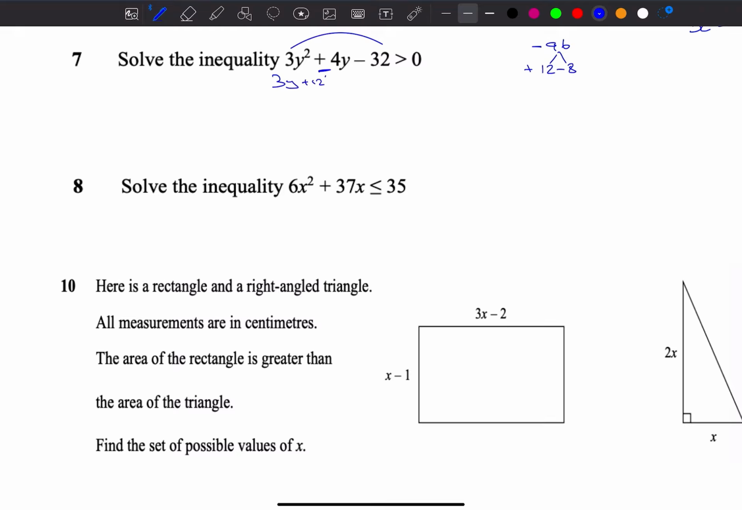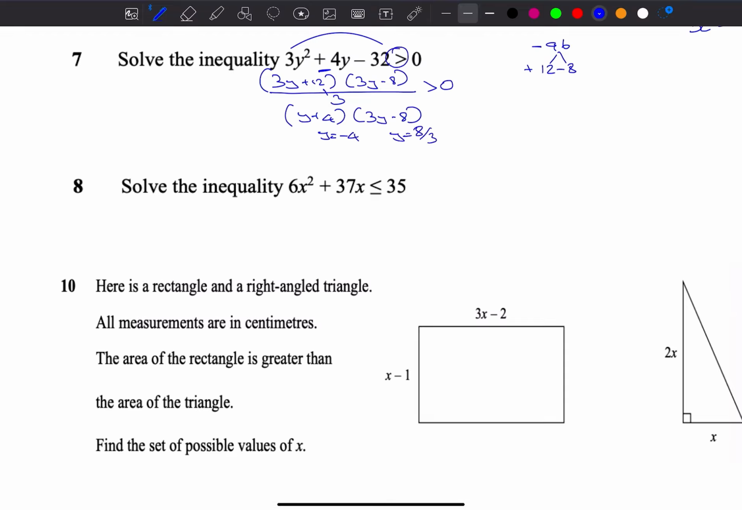3y plus 12, 3y minus 8, divided by 3. We'll divide here, greater than 0. y plus 4, 3y minus 8. y is what number? Minus 4. y is 8 over 3.